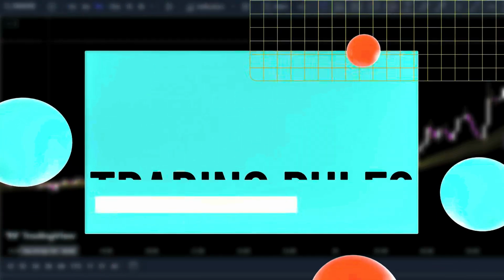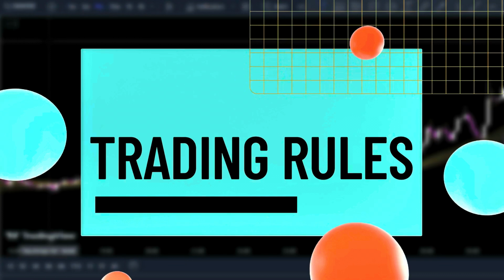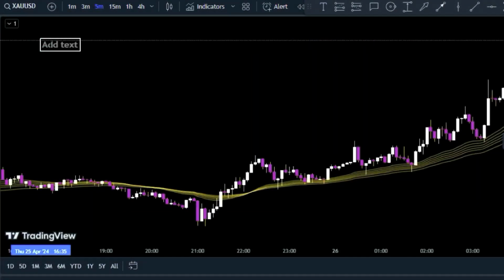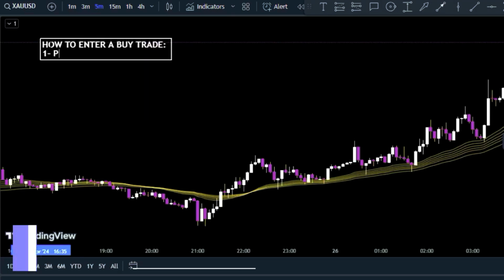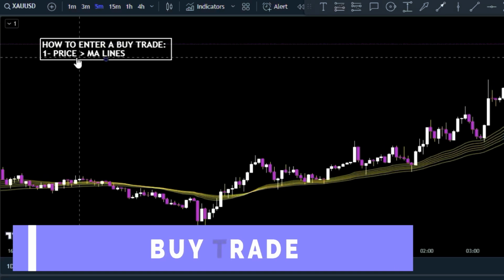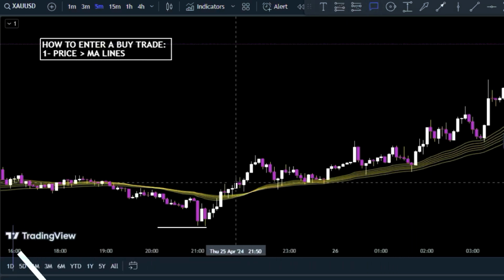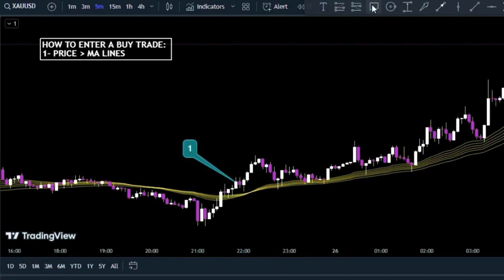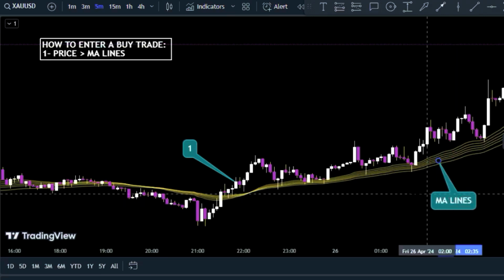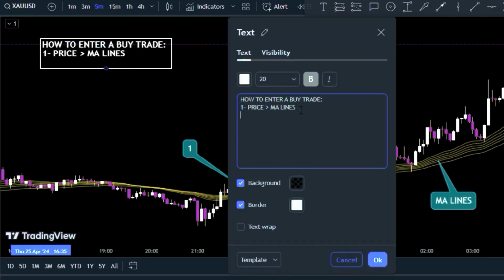Now let's walk through the process of making profitable buy trades using this strategy. A successful buy trade requires several conditions to align. Here's what you should be looking for. First, ensure the price is above all moving averages. Then watch for a pullback in the price towards the moving average lines.